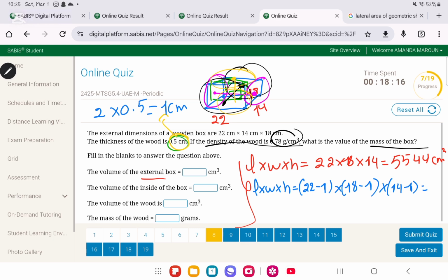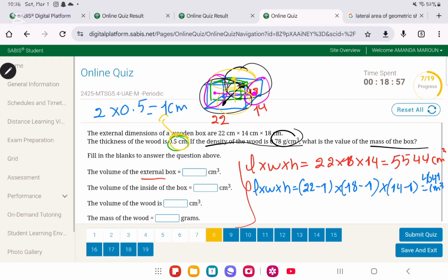And I hope you understood why we did minus 1, because with the thickness inside of the box, we have 0.5 on both sides. Add 0.5 plus 0.5, you're going to get 1 centimeter. So 1 centimeter is removed from the length, from the width, and from the height. If you put it on your calculator, 22 minus 1 times 18 minus 1 times 14 minus 1, you're going to get an answer which is 4,641 centimeter cubed. Keep this in mind, okay?